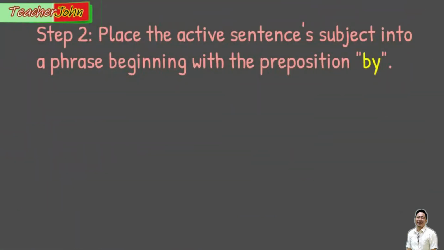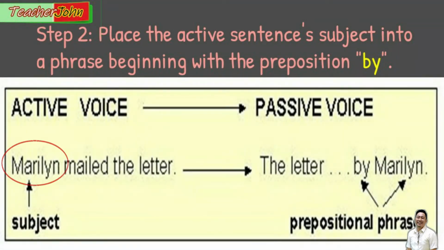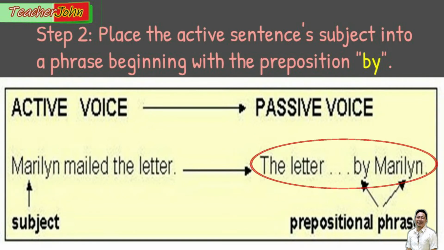Step 2. Place the active sentence's subject into a phrase beginning with the preposition by. In the second step, the subject Marilyn will occupy the position of the object. It will be rephrased as by Marilyn. We use the preposition by before the subject turned object. The letter by Marilyn.